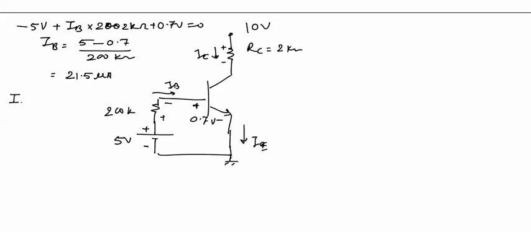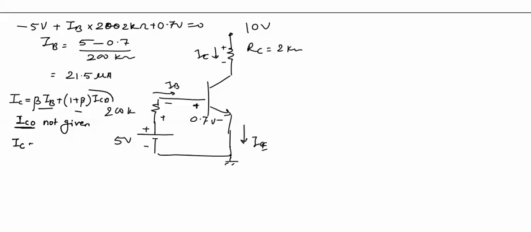Now as we have assumed this transistor to be operating in the active region, the equation for collector current IC is equal to beta into IB plus 1 plus beta into ICO or ICBO. Now in this circuit, for the data given for the transistor, ICO is not given, and this value ICO is very small as compared to IB, so this factor will be very less as compared to this factor, so we can say that IC is nearly equal to beta into IB.